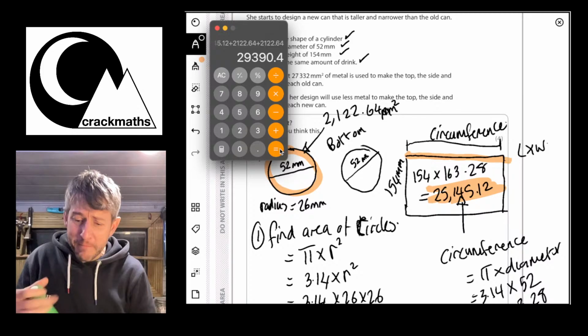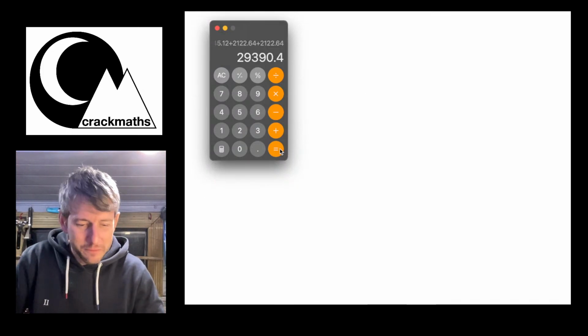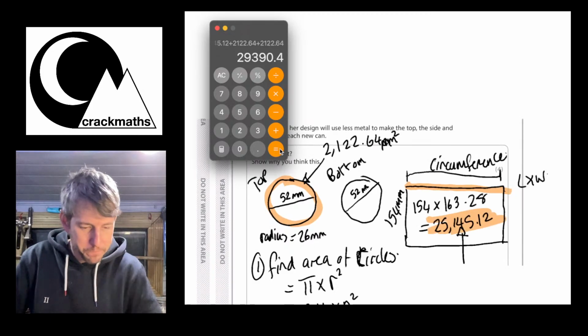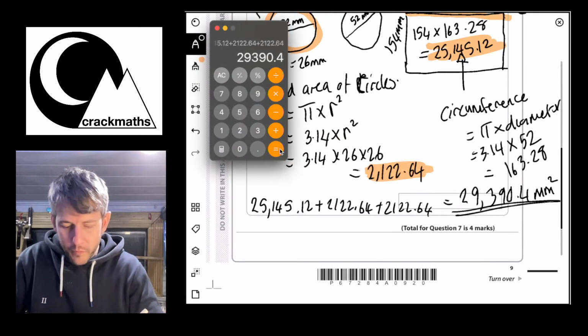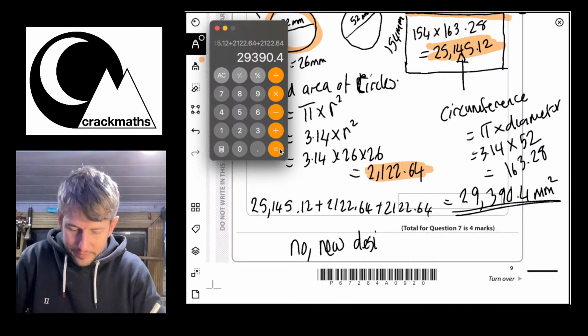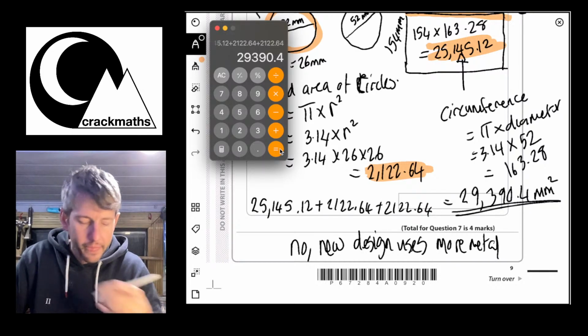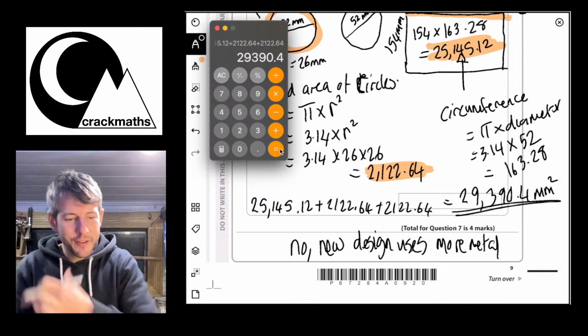Oh, that's a real shame. Yeah. Oh, what a pity. What a pity for the new can. So, no. New design uses more metal. Okay, right. Let's have a go at the next one.